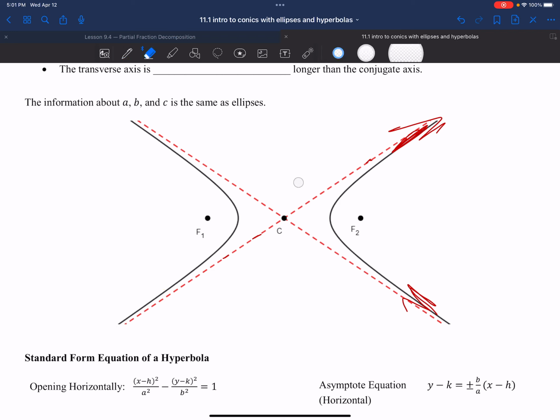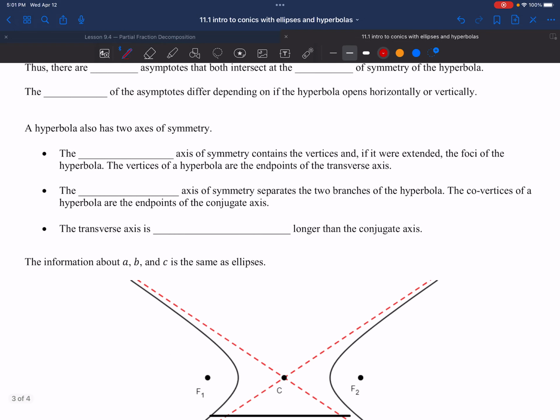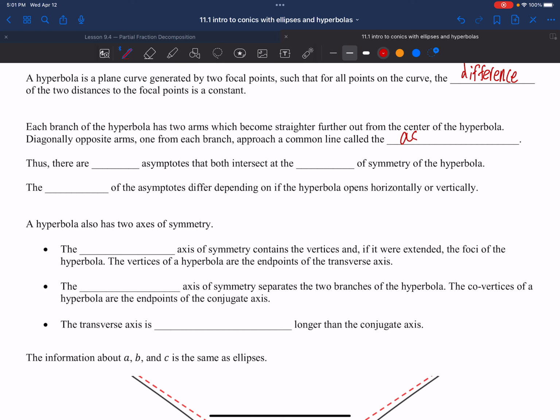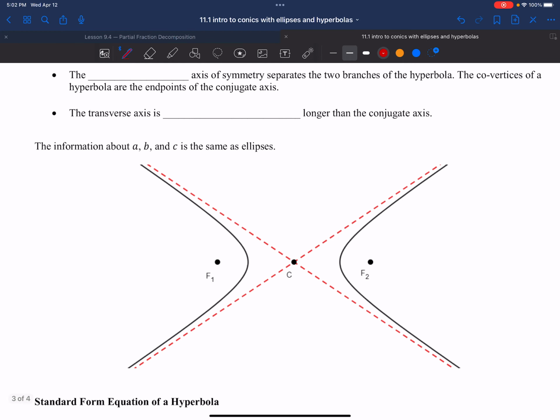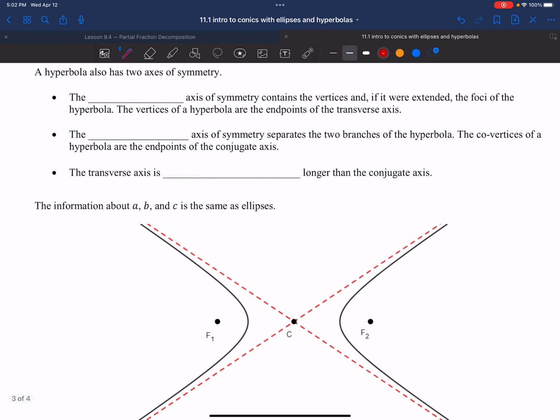And so what do we call those dotted lines, those lovely dotted lines that we see? We call those asymptotes. So these are asymptotes. And thus there are two asymptotes we care about, and they both intersect at what we know as the center of the hyperbola. Now the center isn't a point on the hyperbola, it's a center between the two branches of the hyperbola, all right? So we call that the center of symmetry because it's symmetrical about that point.